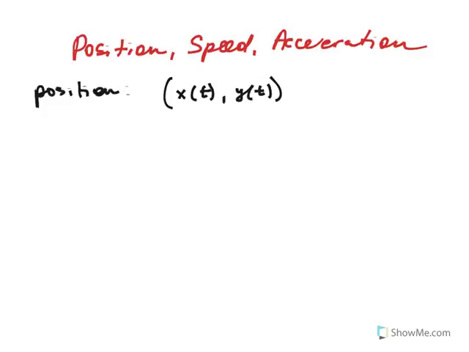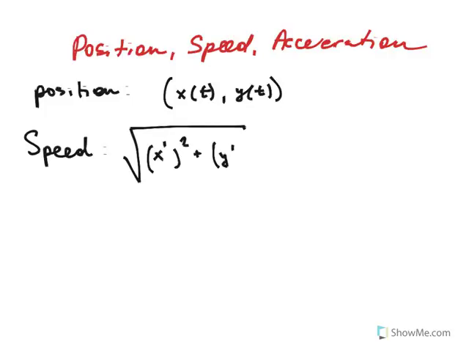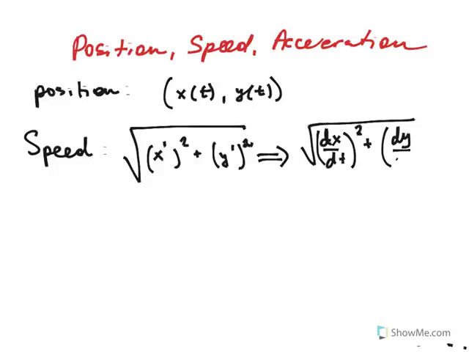Okay. Now we say that the speed of the particle equals the square root of x prime squared plus y prime squared. You have to memorize this formula, or I prefer a better version: the square root of dx dt squared, because you're taking the derivative of x in terms of t, squared, plus dy dt squared. And that's how we find the speed of the particle.